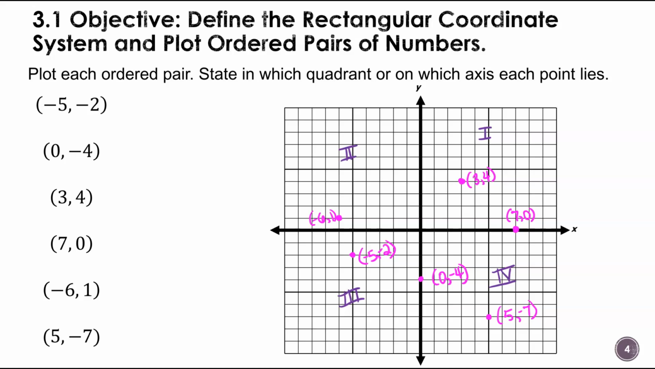Okay, so let's look at -5, -2. That was right here. So that is in quadrant 3. Notice they use Roman numerals for these. And then 0, -4, it's not actually in a quadrant because it is on the y-axis. So it's on the border of the quadrant, basically, if you want to look at it like that. And then 3, 4 is in quadrant 1. That's where everything's positive. Quadrant 1 has positive x coordinates and positive y coordinates.